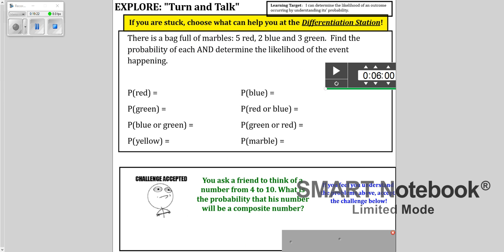Bag full of marbles. You have to find the probability of each and determine the likelihood. Remember, likelihood is using words. So at this point, pause the video. When you unpause it, in a couple of seconds, I'm just going to write the answers on the board, and you should just check your work. So I'll pause the video now.